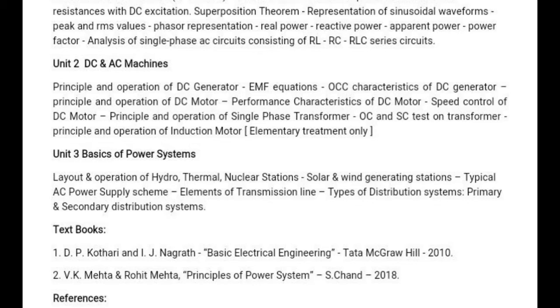Principle of operation of induction motor. What is the principle of induction motor? An induction motor has a stator and rotor, and there is the capacitor start induction motor, which is single phase. Why is the single phase induction motor not self starting? Single phase supply does not produce a rotating magnetic field. Hence, the single phase induction motor is not self starting.